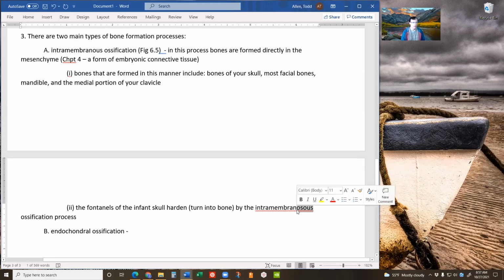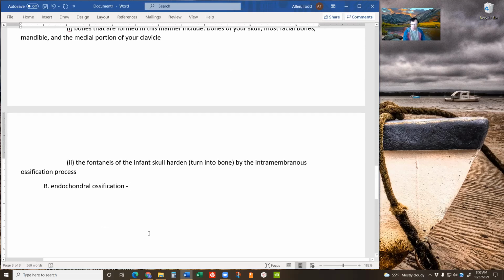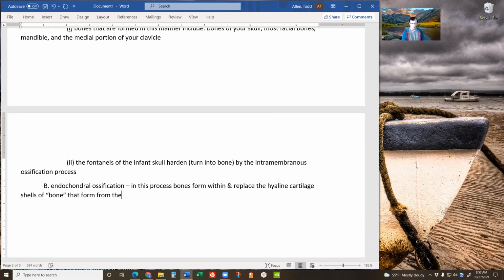If I could get my notes correct here. Okay. So endochondral ossification, in this process, bones form within and replace the hyaline cartilage shells of, quote unquote, bone that form from the mesenchyme.